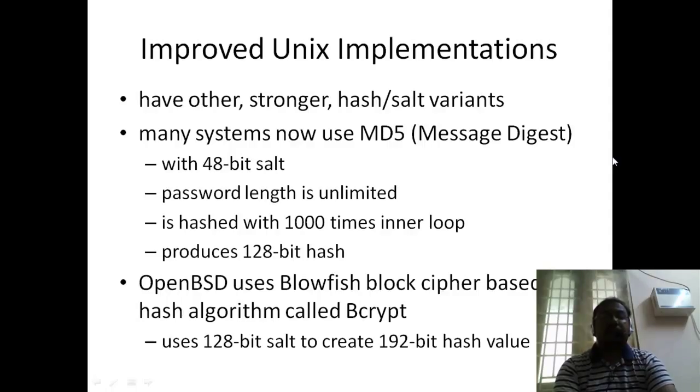And OpenBSD uses a Blowfish block cipher based hash algorithm called bcrypt, which again uses a 128-bit salt to create a 192-bit hash value. So these two, MD5 and the Blowfish block cipher, are important, which are being used in the UNIX platform.